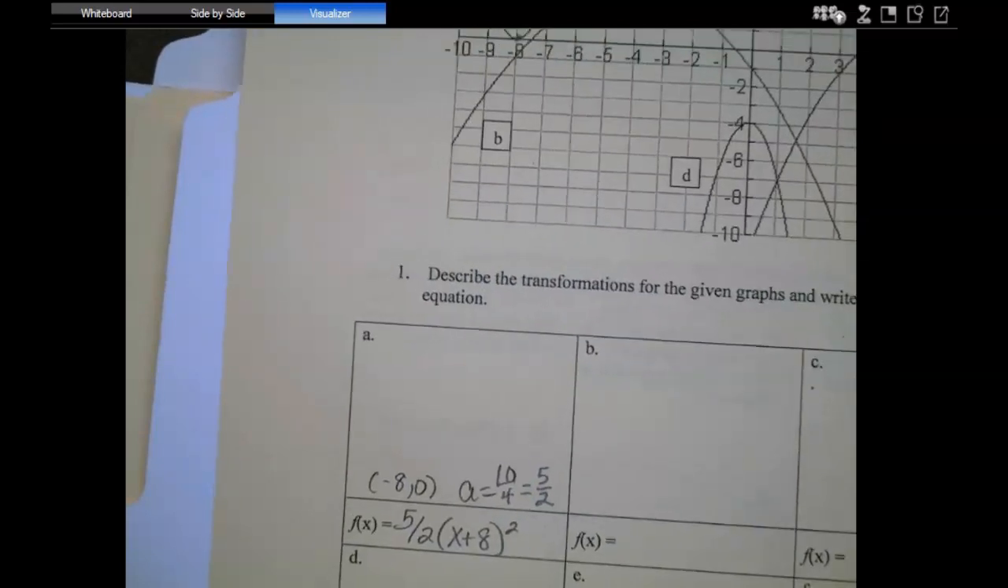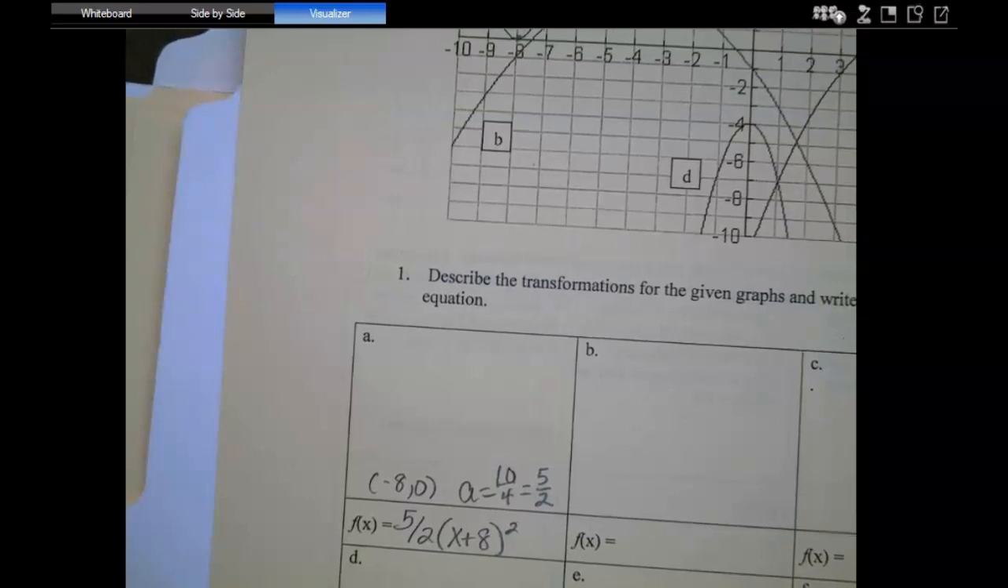So y'all, 5/2, what is that? A vertical what? Is it a stretch or a compression? Stretch, because it's bigger than 1.